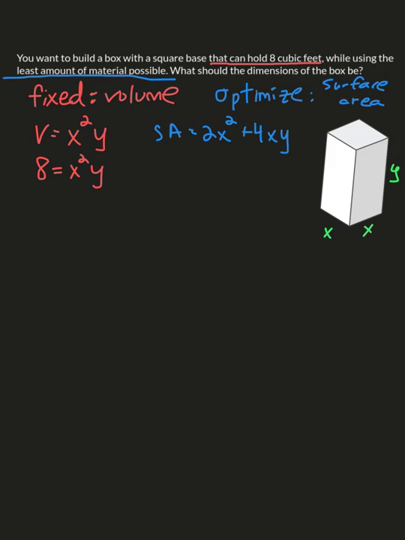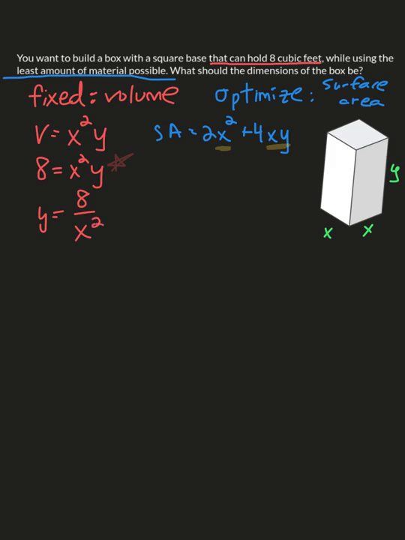And we're trying to optimize the surface area equation because it's asking for the least amount of material possible. So the equation that we're optimizing is always the one that you're going to end up finding the derivative of. But you might notice that we can't really find the derivative of this equation because there's 2 variables. We have x's and we have y's. So this is where our first equation comes into play. We're going to solve for one of the variables in that volume equation. I'm going to choose to solve for y. So I get y is equal to 8 over x squared.